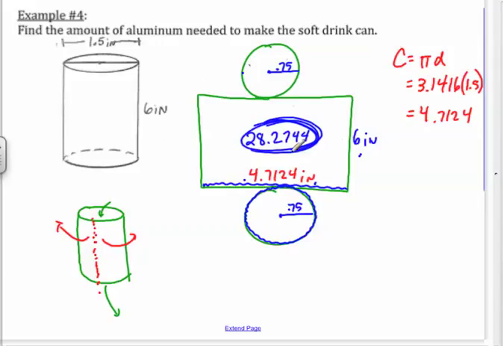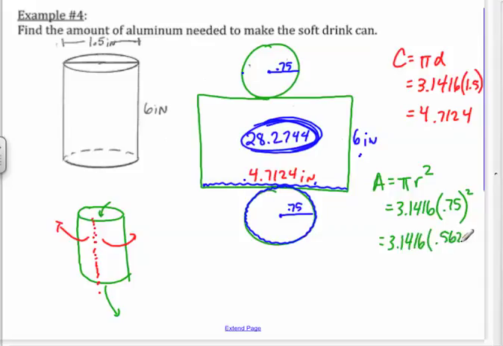Now I need to find the area of the circle. And remember, area of a circle is equal to pi r squared, so that means 3.1416 times the radius, which is 0.75, squared. 0.75 squared is 0.5625. And I'm going to multiply that by pi, or the approximation, 3.1416, and I'm going to get 1.76715. Now that's the area of one of these circles.